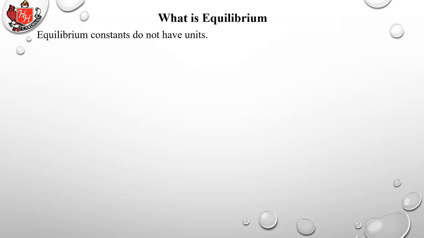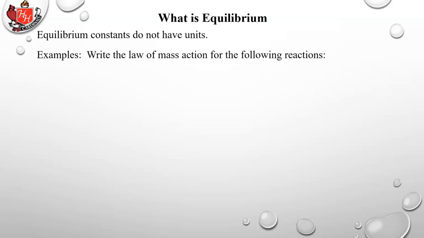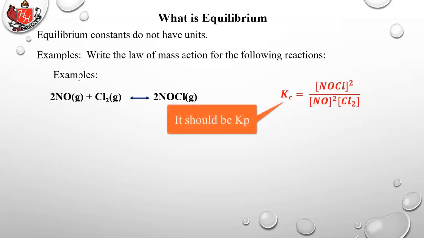Equilibrium constants do not have units. So, examples: write the law of mass action for the following reactions. You can pause when you see each one of these and try to write it. So 2NO plus Cl2 produces 2NOCl. They're all gases, so they're all going to go in the law of mass action, and it would look like this. Kc equals the product on top, NOCl to the second power because of the coefficient. On the bottom is NO squared, and then Cl2, and you do multiply those, you don't add them.